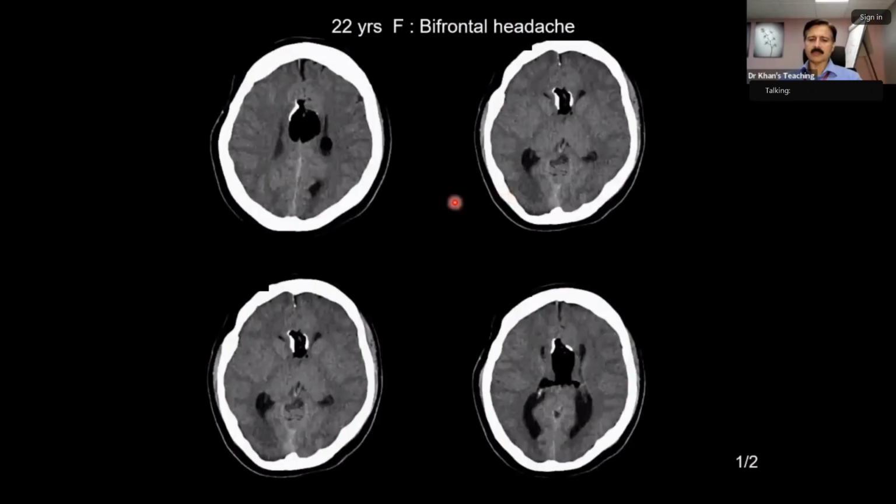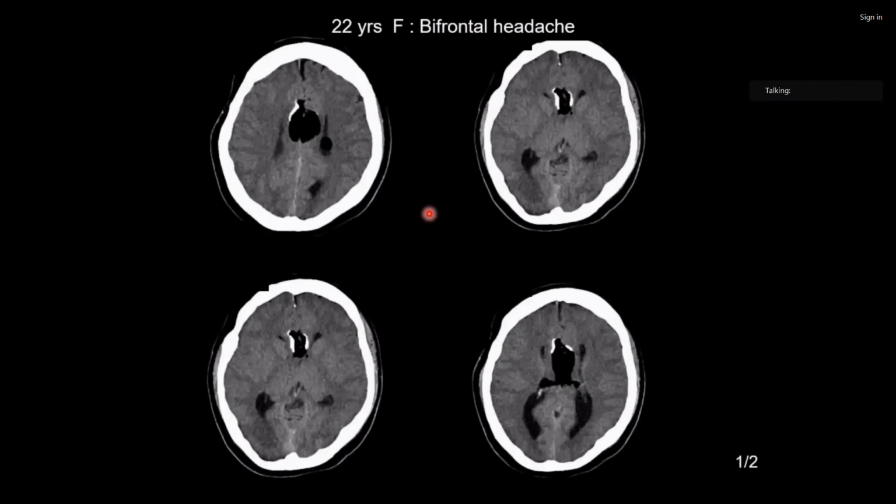And what do you think is happening here? So 22-year-old female with bifrontal headaches. So there's low attenuation within the corpus callosum.